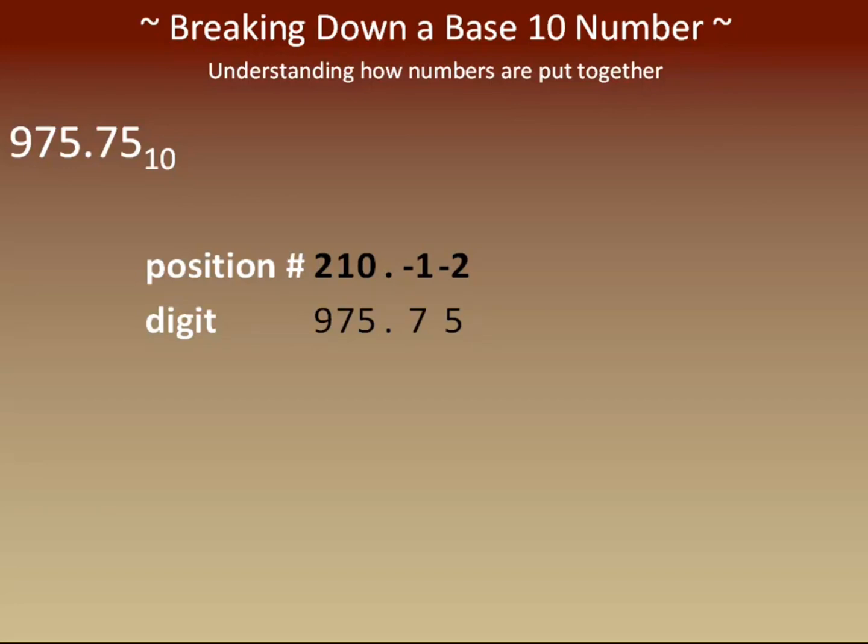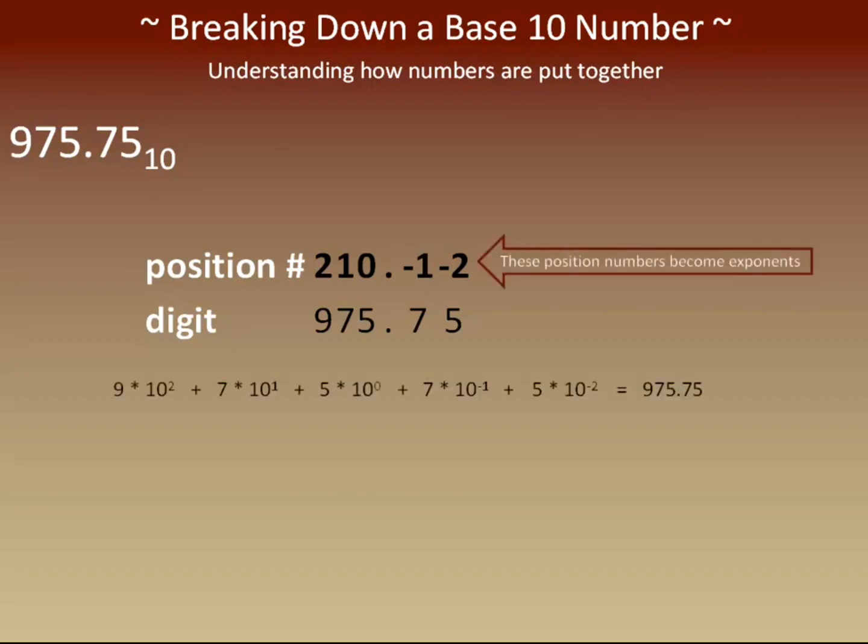Then we have our decimal, and then the 0.75. You can see it looks the same as the last one we did, which is -1 and -2. So when we write out the entire formula or equation, we have 9 times 10 to the second, because 2 is the position of the 9, plus 7 times 10 to the first power, plus 5 times 10 to the 0 power, plus 7 times 10 to the negative 1 power, plus 5 times 10 to the negative 2 power.